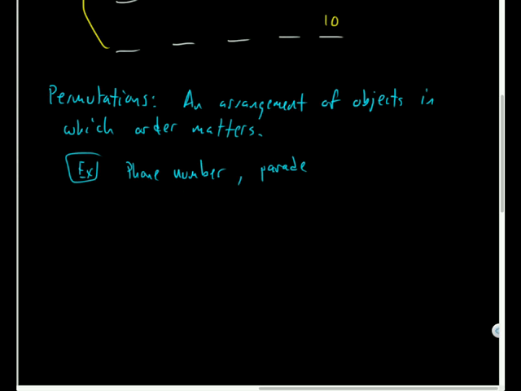So order matters in situations like ranking. So consider what if I've got 5 horses in a race, and I want to figure out how many ways they could be ranked.